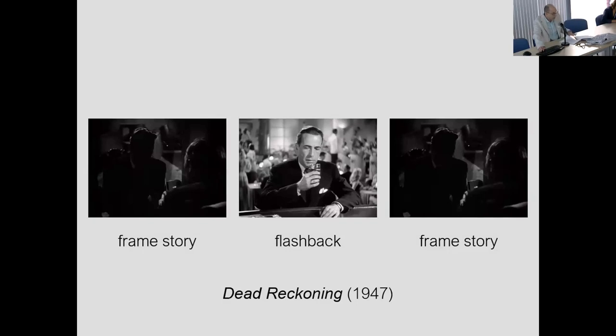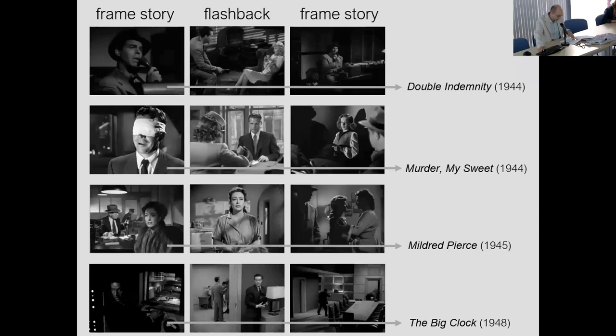So I describe this general pattern this way. A dark present introduces a brighter past, which leads inexorably back to that dark present, which finally opens up to an uncertain future. A bunch of films follow this pattern. Double Indemnity, Murder, My Sweet, Mildred Pierce, The Big Clock. These films use their flashback structure to play on our feelings of security and despair.